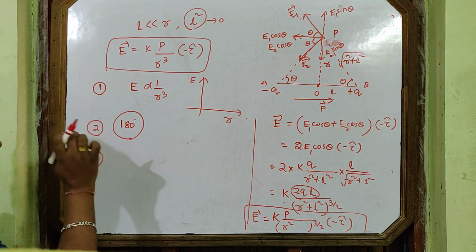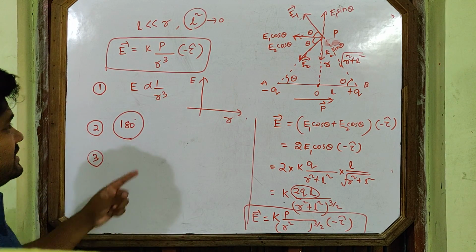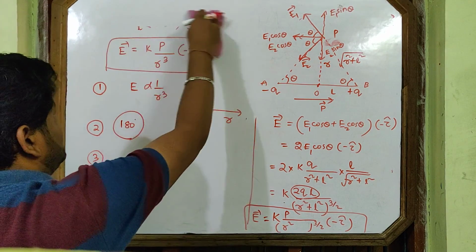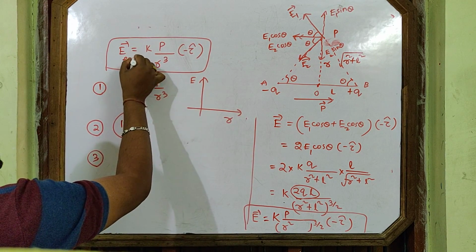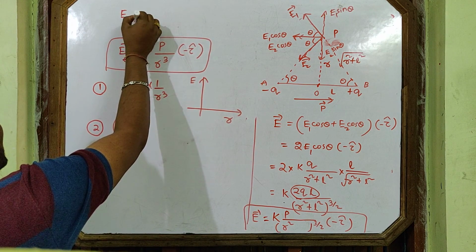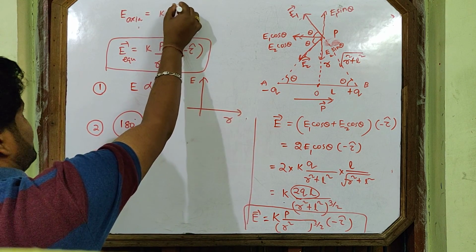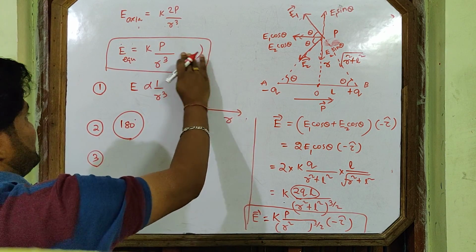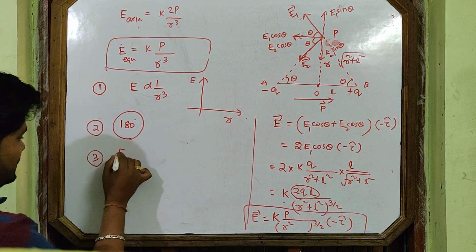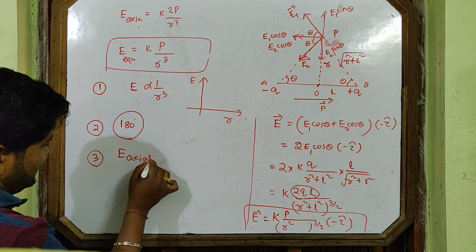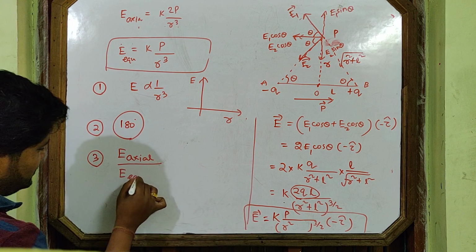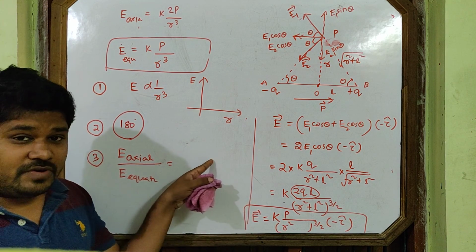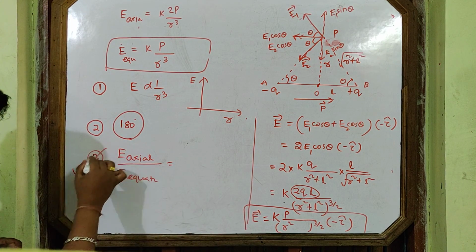Now you come to a very important one. The expression for the equatorial line is k p by r cube. I am writing the expression for the axial line again: k 2p by r cube. Concentrate only on the magnitude. If I ask you what is the ratio of E axial to E equatorial, this is one more very important question, remember.